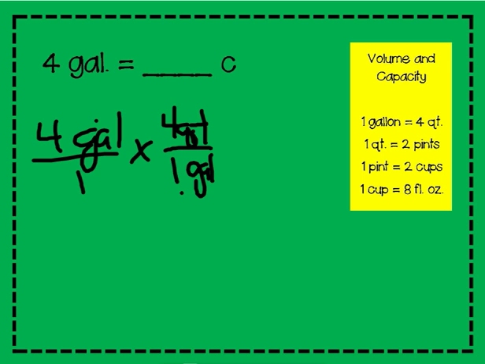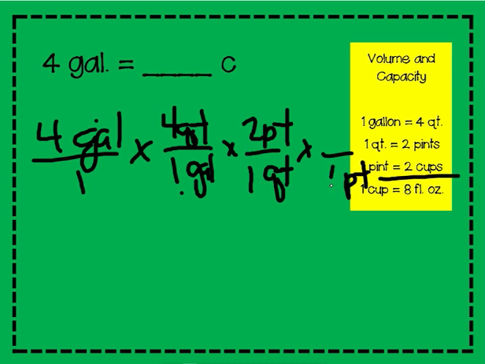Now, since I've got quarts on the top, I'm going to need to have quarts on the bottom to balance it out or to cancel it out. And my next one is quarts to pints. So 1 quart equals 2 pints. Now since I have pints on the top, I need pints on the bottom here. And I see that 1 pint equals 2 cups.